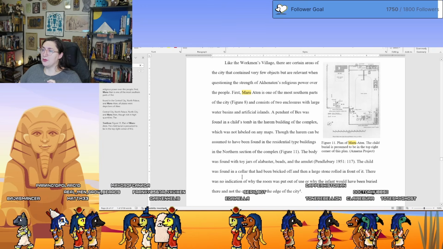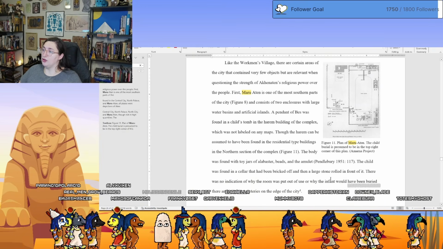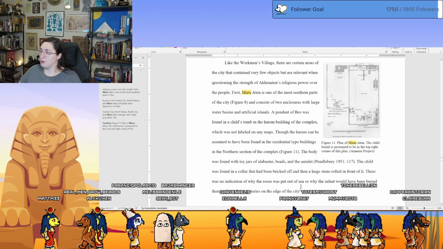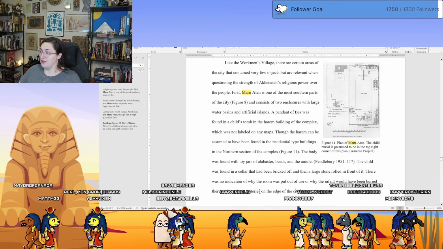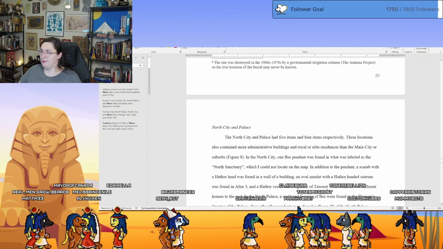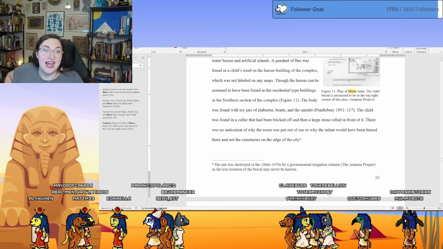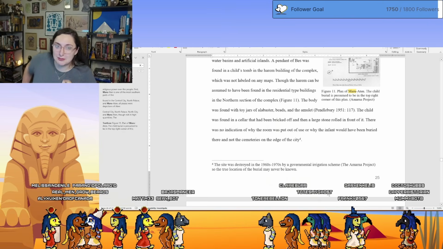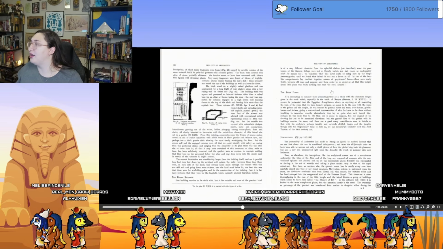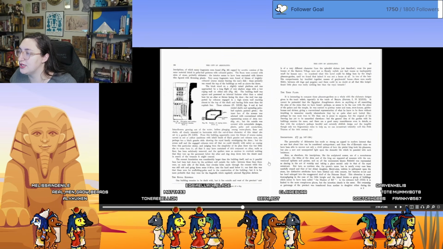The child was found in the cellar that had been bricked off and then a large stone rolled in front of it. There was no indication of why the room was put out of use or why the infant would have been buried there and not the cemeteries at the edge of the city. And that's all I have. And that is why this place has been so interesting to me, is because of this poor little burial of a child. And I wonder, I gotta see if maybe it is in here.